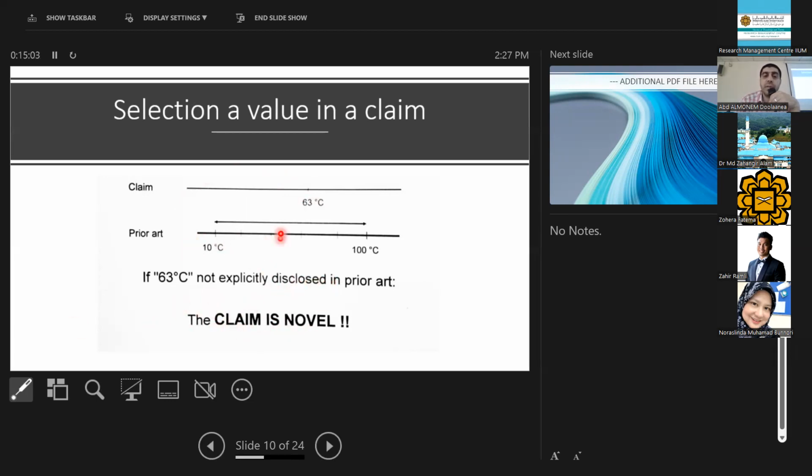Or I think it's not just if you take 63, but you prove your invention works at this temperature, you can get a patent but at this temperature only. Of course, now your protection is not very wide, because if someone uses 64, it is not infringing your patent. You are getting a very, very narrow range of protection, but still considered novel.